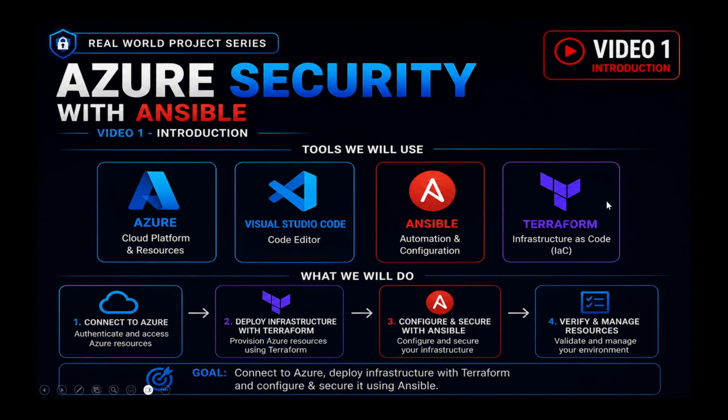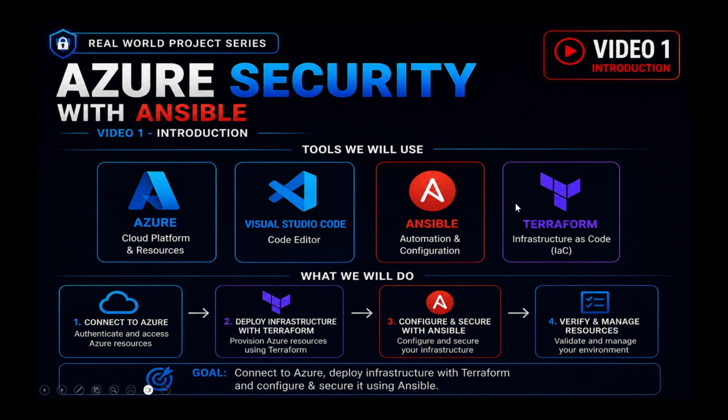Before we start building, we need a few basic tools. First, we need to have an Azure account. This is where we create our infrastructure, and then we use Visual Studio as our main editor to write Terraform and Ansible code. And Ansible will help us configure, secure, and automate our systems. And Terraform will help us deploy infrastructure using code instead of manual configuration. So the process is simple. We connect to Azure, deploy infrastructure using Terraform, configure and secure everything using Ansible, and then we can go on the portal and verify our environment and our tests.